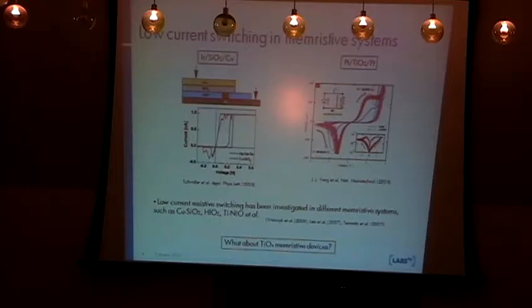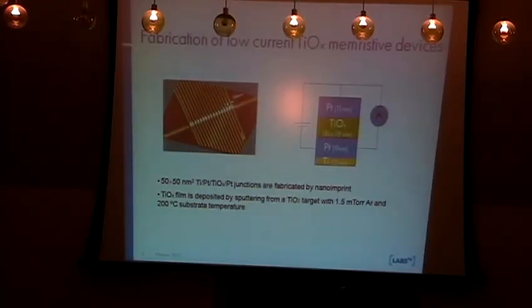As shown by the SEM picture here, our devices usually have the crossbar structure with 50 by 50 nanometer wide electrodes, and they are fabricated by nano imprint. Usually the titanium oxide layer is about 8 or 18 nanometers, sandwiched by two platinum electrodes, and they are fabricated by sputtering.